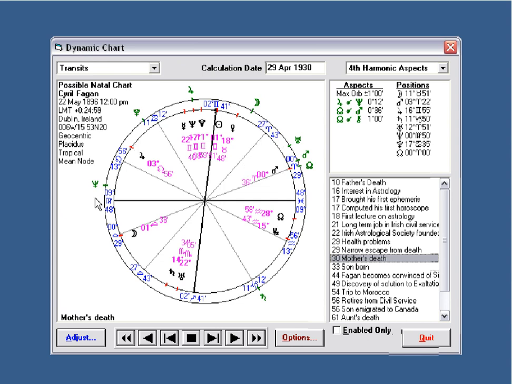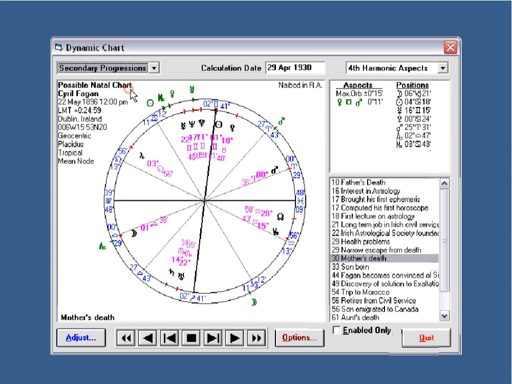What was his secondary progressions doing when his mother died? The progressed Venus square the natal Mars. The progressed moon going through the 4th house. The progressed Mars in the 8th. The progressed ascendant going down here onto the moon. Can you see that?